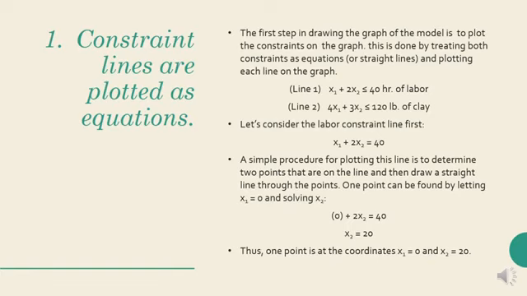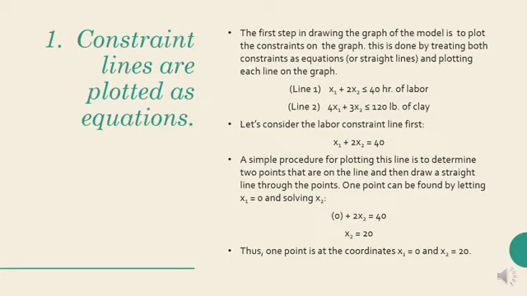Ayan yung labor constraint. Okay, line 1, labor constraint. x1 plus 2x2 is less than or equal to 40. Yung line 2 naman, okay, which is the material constraint or clay constraint, is 4x1 plus 3x2 is less than or equal to 120. So, yan yung line 2. Okay, gawin muna natin yung line 1. Let's consider the labor constraint line first.